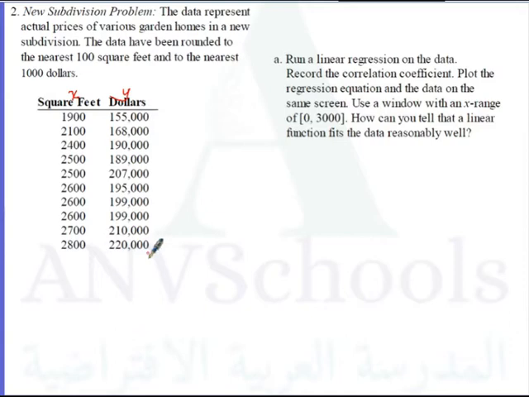Notice the data are scattered, because going here it is reduced, and from here to here it is increased and then reduced. Letter A, run a linear regression on the data. Record the correlation coefficients. Plot the regression equation and data on the same screen, and use a window of a range of 0 to 3,000. Let's do that.